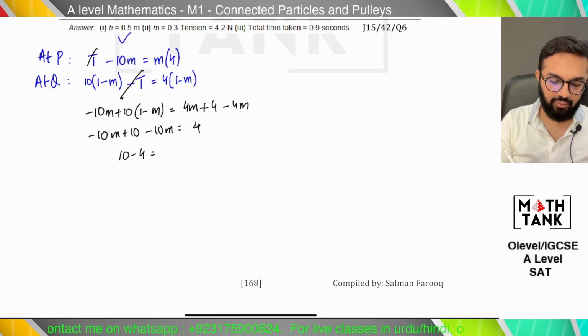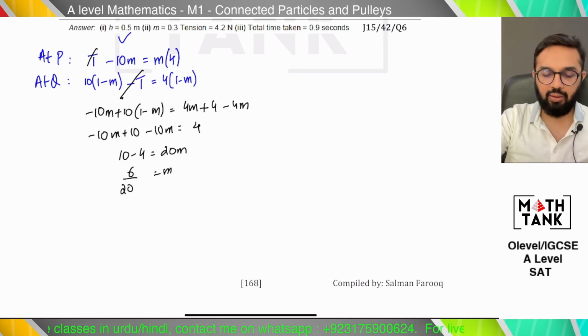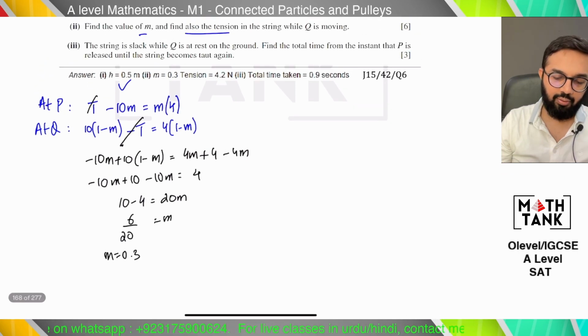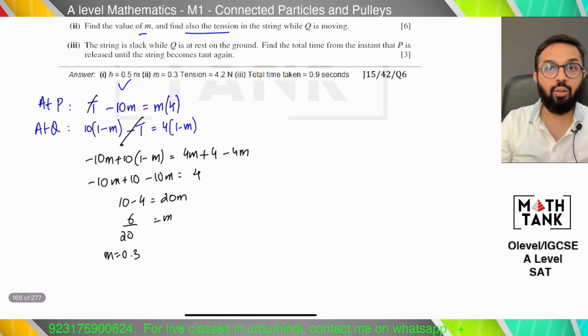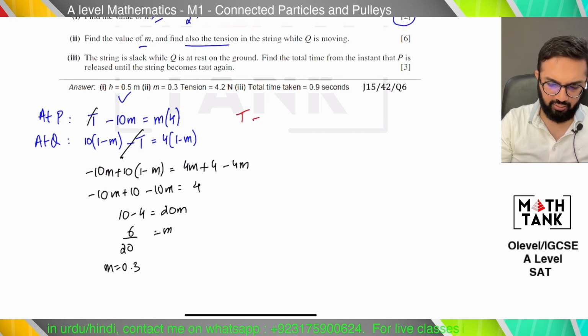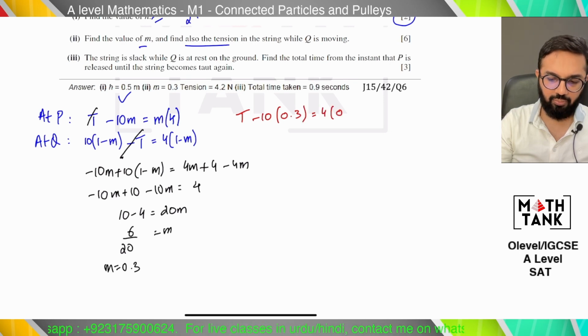10 minus 4 equals 20m. 6 divided by 20 is 0.3. So I know that the mass is now 0.3. What is the tension in the string? T minus 10 times 0.3 equals 4 times 0.3. T minus 3 equals 1.2.